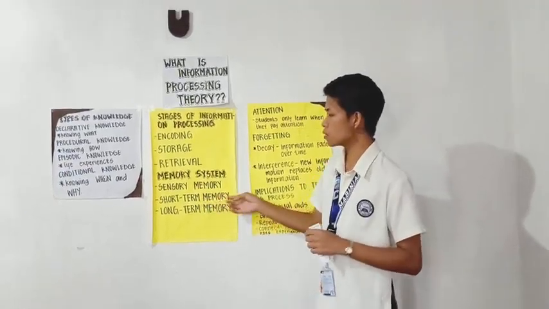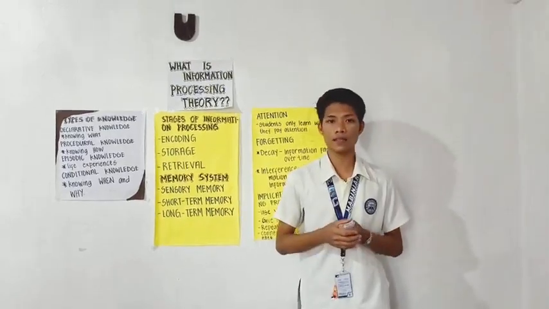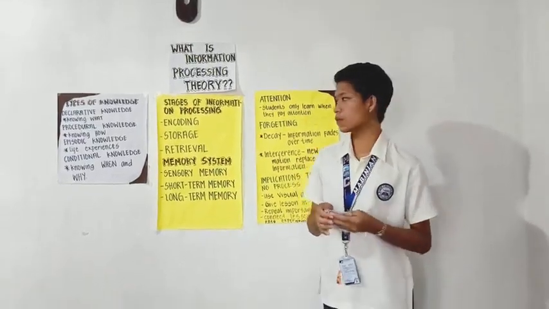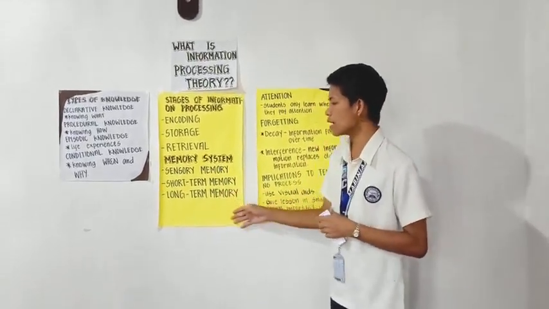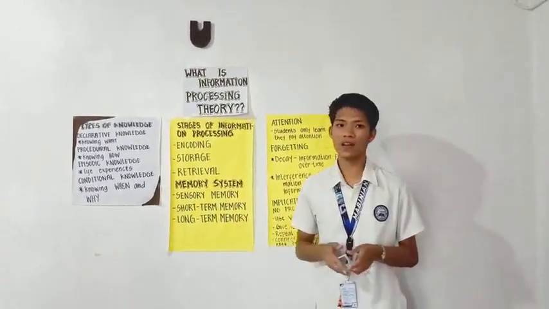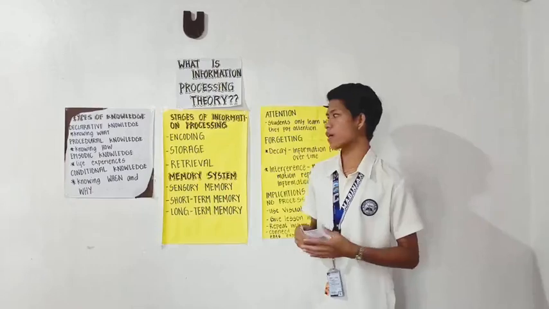And then the second is short-term memory. This holds information for 18 seconds only. For example, repeating a phone number before saving it. And then for the last, which is long-term memory, this stores information for a long time. For example, remembering how to read or how to write.